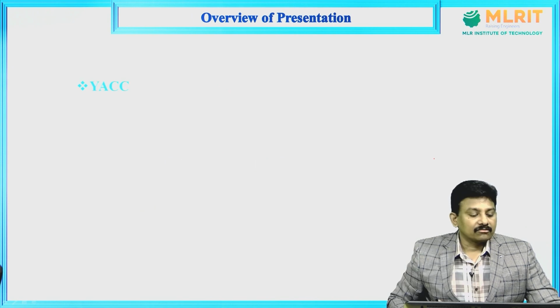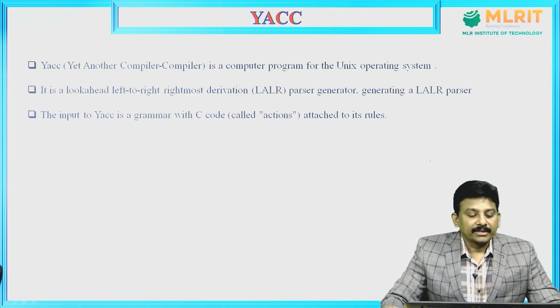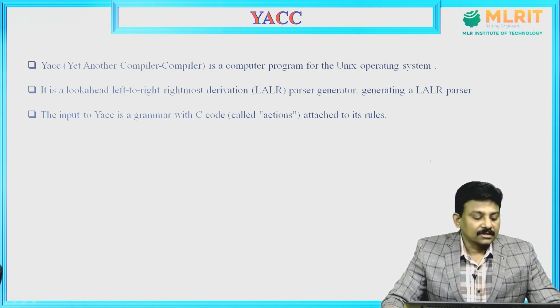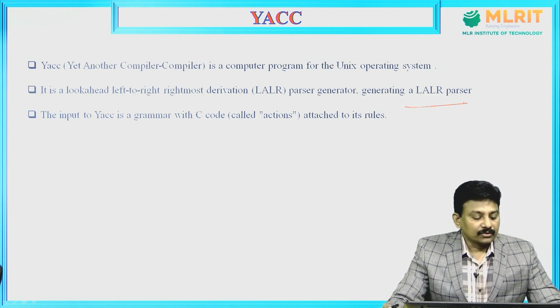Today's topic is YACC. YACC, yet another compiler compiler, is a computer program for the Unix operating system. It is a look ahead, left to right, rightmost derivation parser generator, that is, an LALR parser generator. So, YACC generates an LALR parser. The input to YACC is a grammar with C code, that is, actions attached to the rules of the grammar.